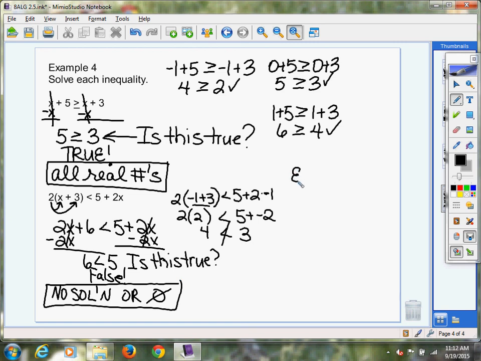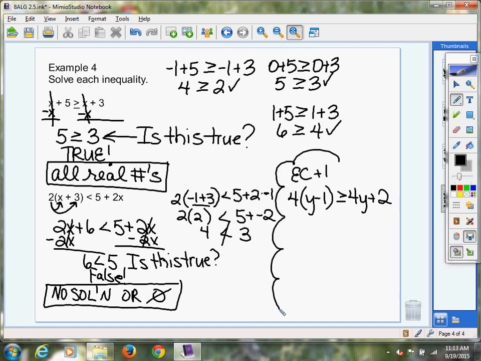So let me give you an extra credit, because I know you like extra credit. I hope you like extra credit. Let's try this one. Let's do 4 times the quantity y minus 1, and that's greater than or equal to 4y plus 2. See what you come up with. This is your extra credit. So you work down your page. I'd like you to show me each step in solving, and then show me one number that you've checked to see if it actually works or doesn't work.